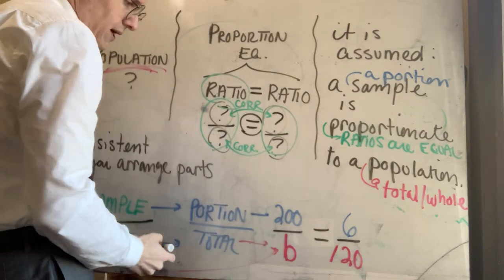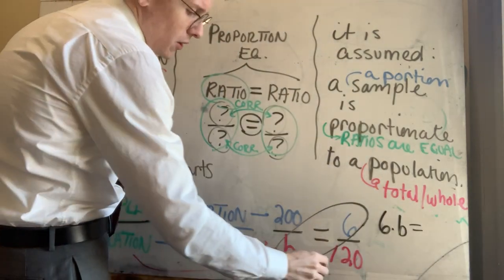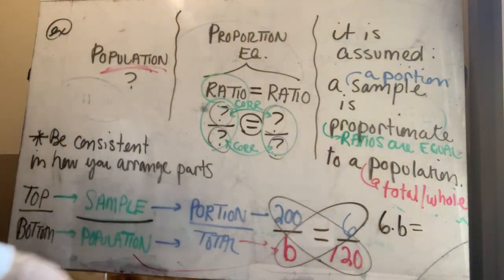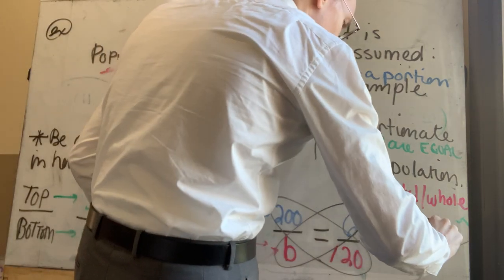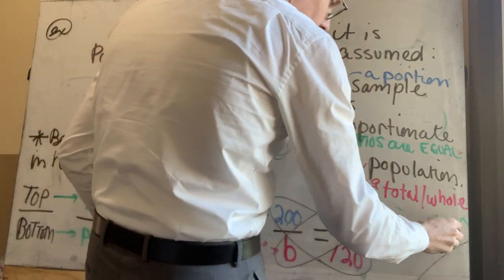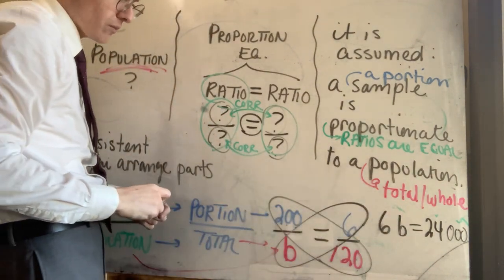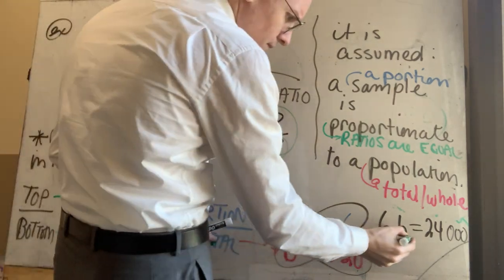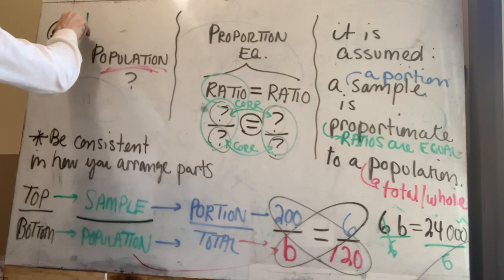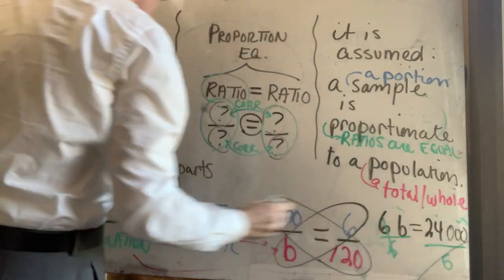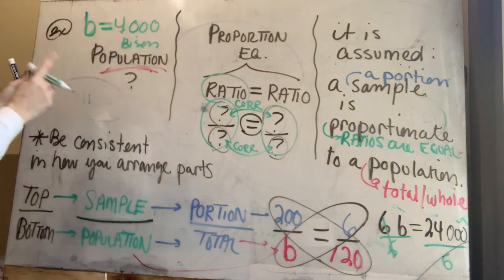So you multiply diagonally like this, and you write 6B to summarize, and you multiply diagonally like this, and you could actually do the arithmetic because it's just numbers, right? 200 and 120. 2 times 12 is 24. And then if you have 1, 2, 3 zeros, then you have 24,000. How do you solve an algebraic equation if it has a 6 attached to it? You divide by 6. And then 24 divided by 6 is 4. And then there are, again, 3 zeros attached. So it should be 4,000 bison. Isn't that clever if you think about it?